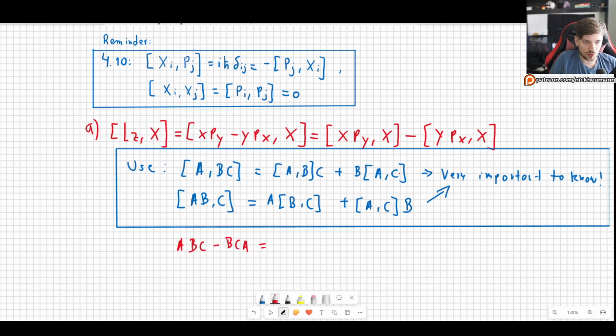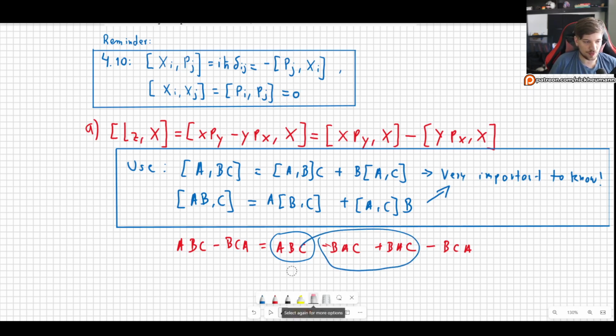And then if you go through those commutators there, you get ABC minus BAC plus BAC minus, and then we get BCA. So these two cancel out, and we are left with exactly what we had on the left-hand side. And that is exactly how this is actually derived. What you usually do is that you write this out as ABC, and then you just add a 0, and then you can form the other two commutators.